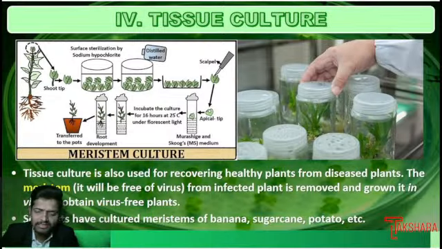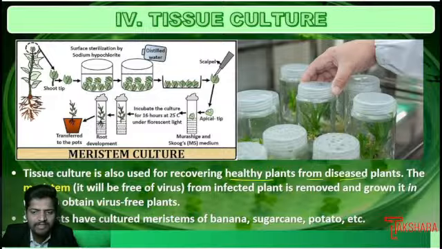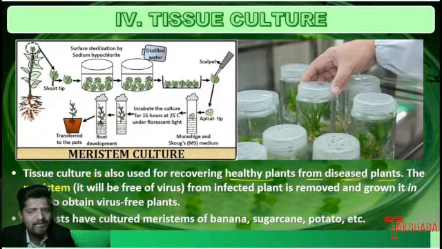Okay, and tissue culture is also used for recovering healthy plants from a diseased plant. If some plant is completely affected, or any kind of agent like a pathogen is infecting it, then we have to recover the specific plant from that pathogen with the use of tissue culture. With this tissue culture technique we prevent it. Same, it is also used for recovering healthy plants from the diseased plant.